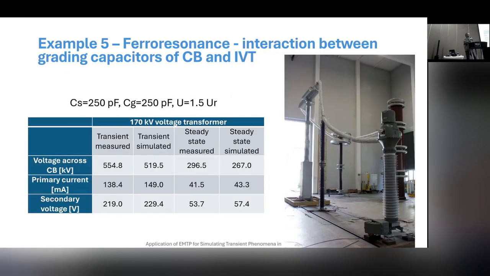Okay, here you can see the test in the high voltage laboratory. So this is the AC source, the AC divider for measurement of voltage. Here you can see the circuit breaker with grading capacitors installed in parallel. This is the capacitor to ground from the load side, which can be varied. And here you can see the inductive voltage transformer under the test. So here I put just some small results of the test compared to the simulation for the case of a 170 kV inductive voltage transformer.